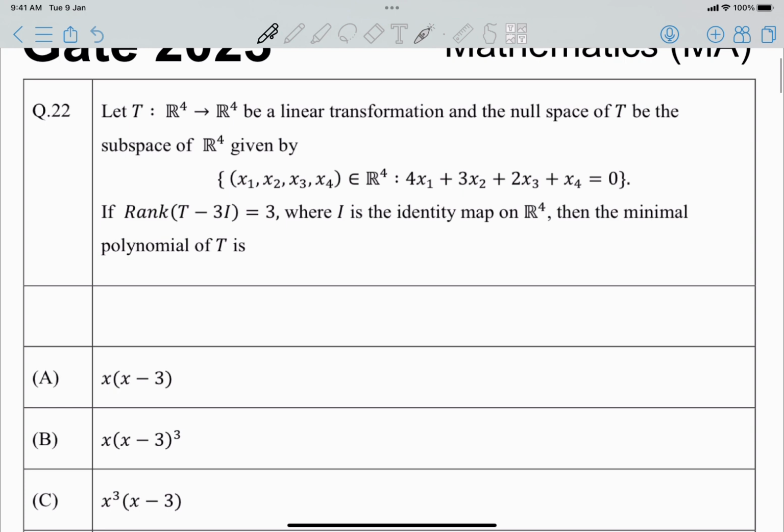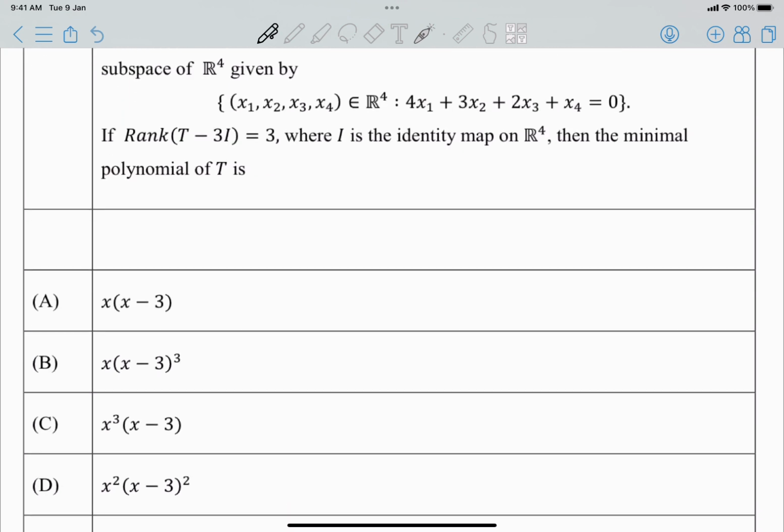So which option is correct? Option A is correct.